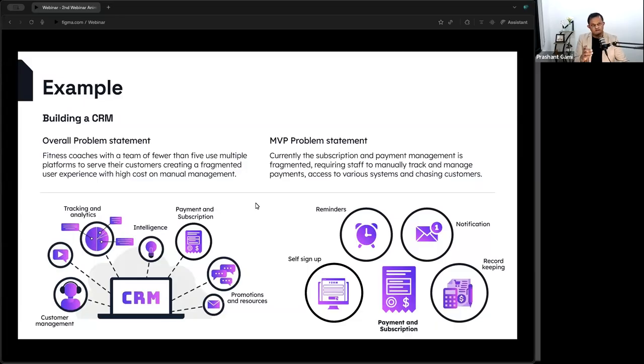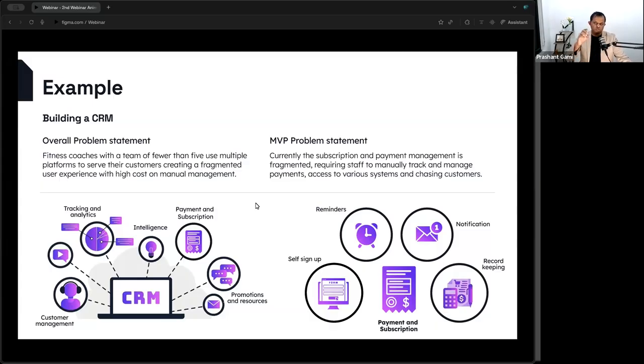So we want to create a CRM for small businesses, coaches, particularly fitness coaches or diet coaches, and it needs to have customer management, tracking and analytics. It needs to have payment and subscription. It needs to have customer management. It needs to give classes through that. So there are multiple features.